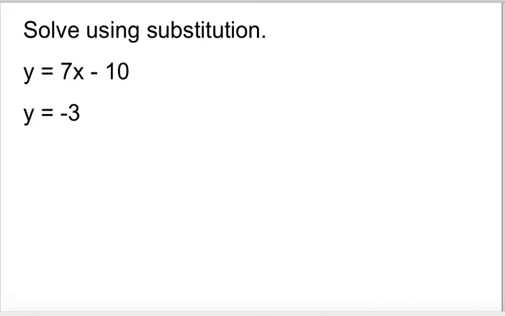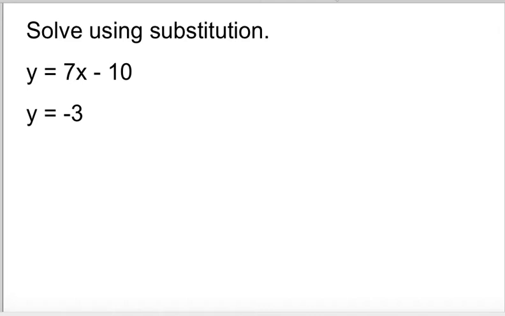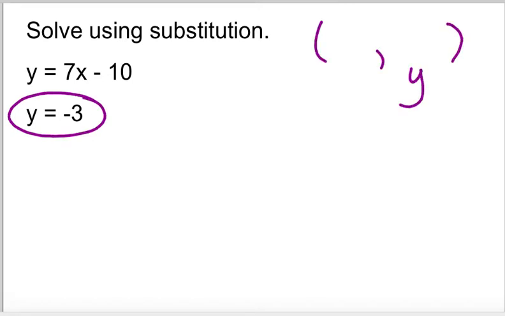This is a nice little system here. We have two equations, y equals 7x minus 10, and y equals negative 3. Step 1, solve for one of the variables. So in this case, again, they were super friendly, and they already gave you half your answer. They are telling you that the y in this system is equal to negative 3. That means we just have to find the x value.